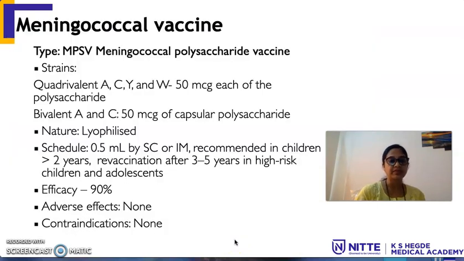Coming to the meningococcal vaccine, it is available as a polysaccharide or conjugated variety. There are 4 strains available, that is A, C, Y and W, the quadrivalent. There is another, bivalent, which is A and C. It is given as 0.5 ml by subcutaneous or IM route. It is recommended in children who are more than 2 years. The polysaccharide vaccine, as I already mentioned, is T-cell independent.